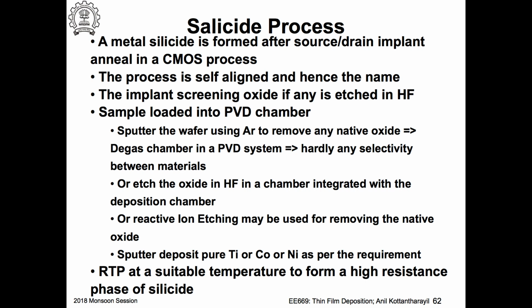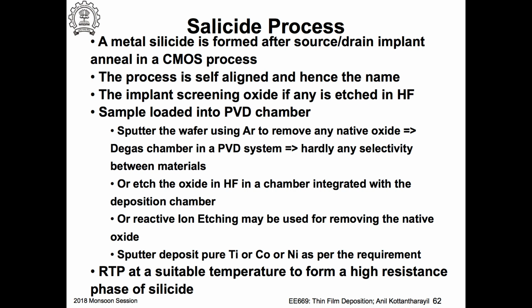Then this is the PVD process, and you can do various things to remove this oxide. One is using HF. Another is that the sample is loaded into the PVD chamber and you sputter the wafer using argon to remove any native oxide. This is the back sputtering process that I mentioned. Some of the systems call this a degassing chamber.